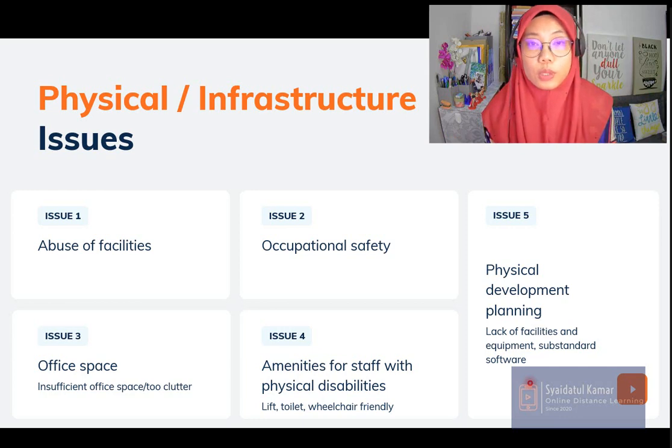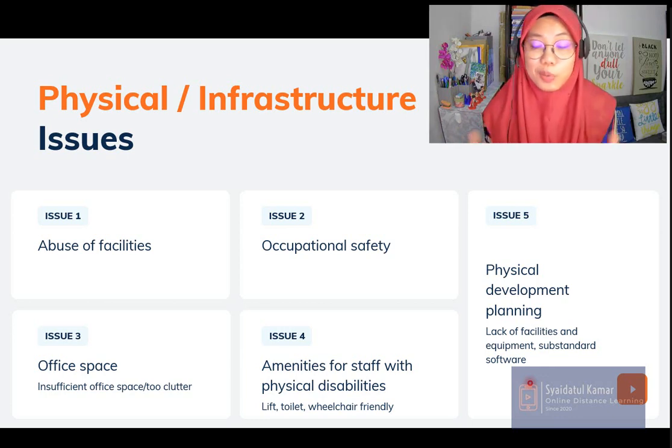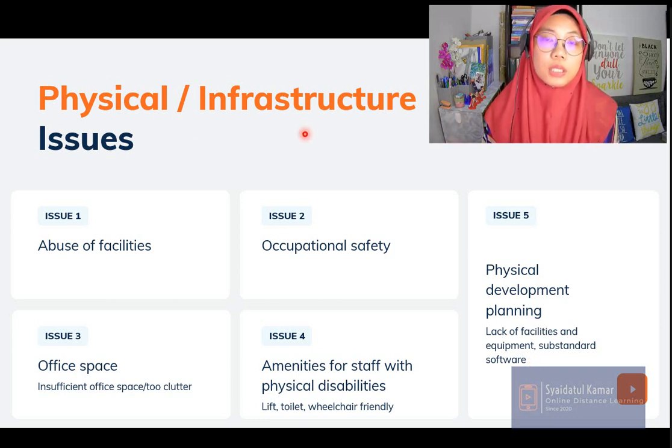It's an old computer, so the RAM is not enough, so it hangs all the time, so you cannot do your work properly, or the printer keeps having problems, and also the software given is not suitable for you to do the job. So all of these are some of the issues that you need to consider if you are talking about the physical or infrastructure issues.